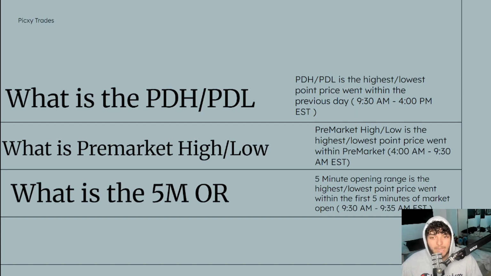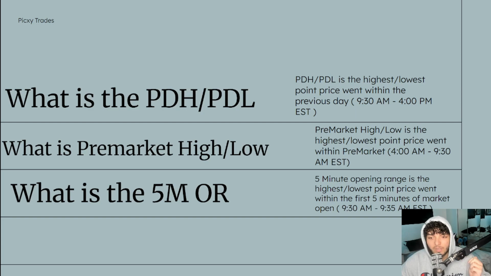What is pre-market high and what is pre-market low? So pre-market high and pre-market low in simple terms is the highest and lowest point that price went within pre-market. Now, what is pre-market? Pre-market is from 4 a.m. Eastern time to 9:30 a.m. Eastern time. So again, these are stock market hours. Stock market hours for pre-market are from 4 a.m. to 9:30 a.m. Eastern time. So we just simply mark out the highest point and the lowest point that price went within that time.